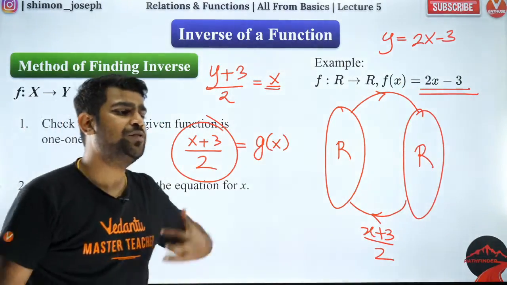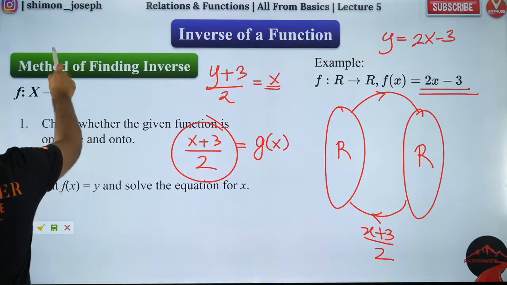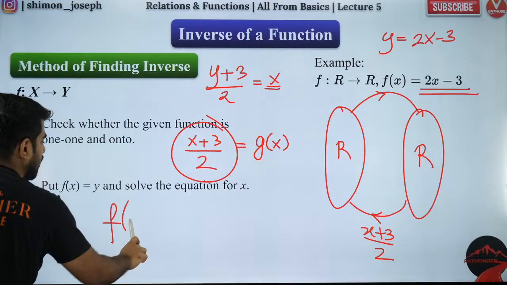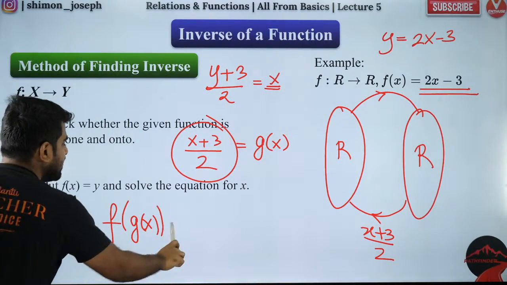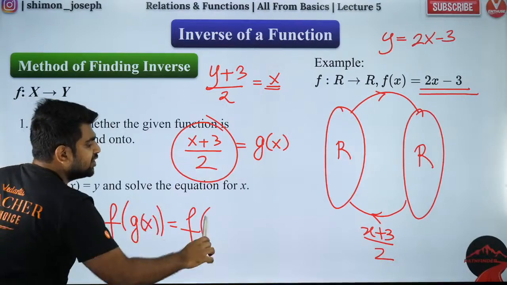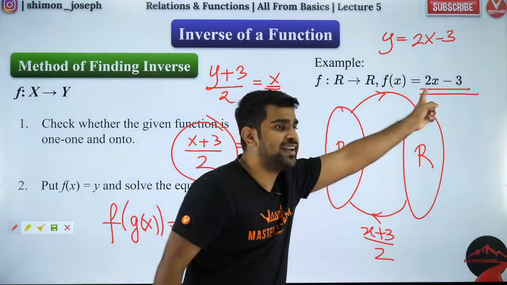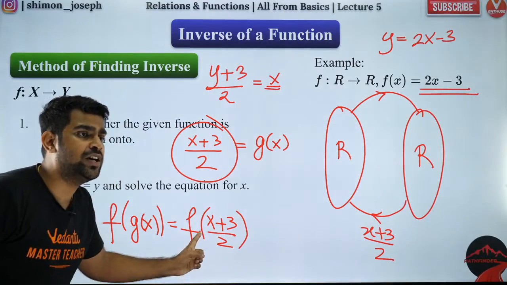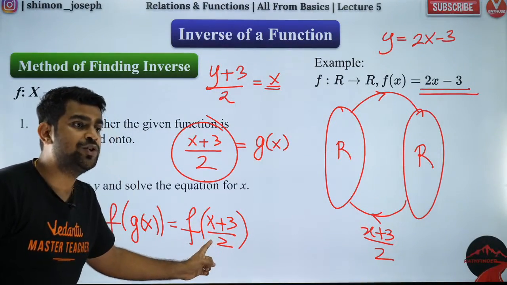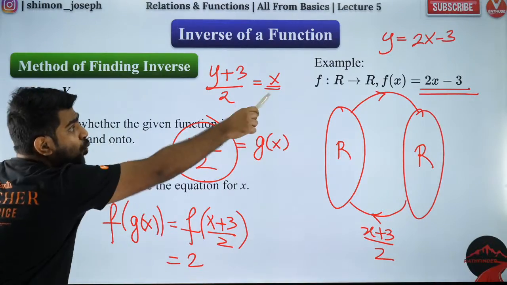Sir, now how do I visualize this? I will show you. Let me show you how to find f of g of x. Now for this example, f of g of x will be f of, what is g of x? g of x is (x plus 3) by 2. Now for this f of x, find what is f of g of x. Can you guys do that? You will be amazed. Just do it and see. What is f of x? f of x is 2x minus 3.